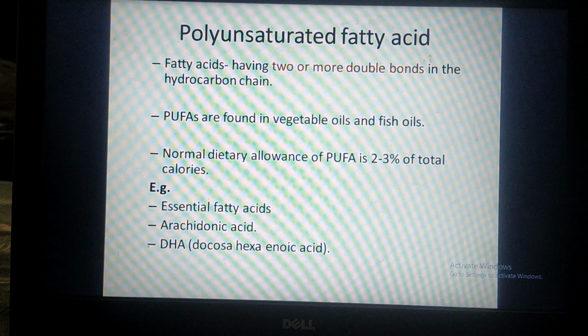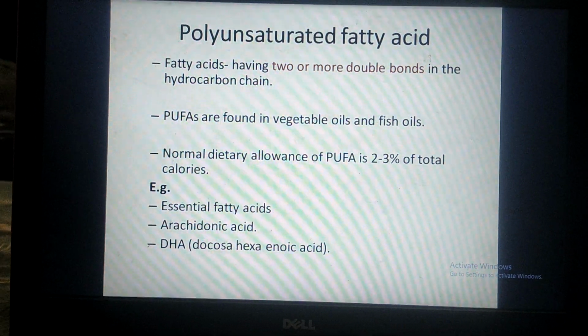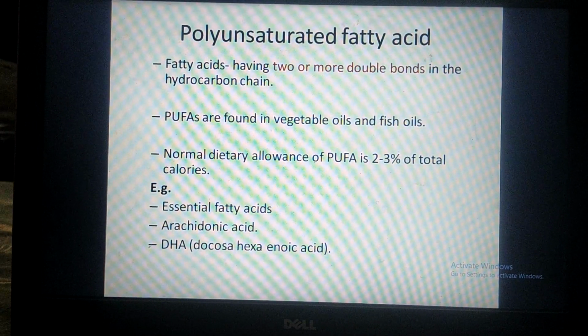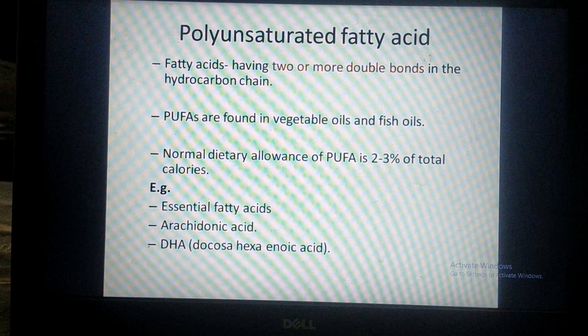Now come to the polyunsaturated fatty acids. Polyunsaturated fatty acids contain 2 or more double bonds. They are mainly found in vegetable oils and fish oils. Examples of these polyunsaturated fatty acids are essential fatty acids, arachidonic acid and docosahexaenoic acid. We will study these 3 types of important polyunsaturated fatty acids in detail.